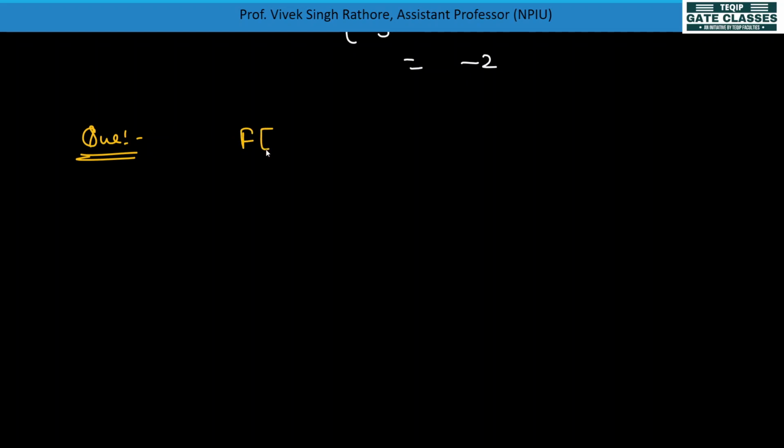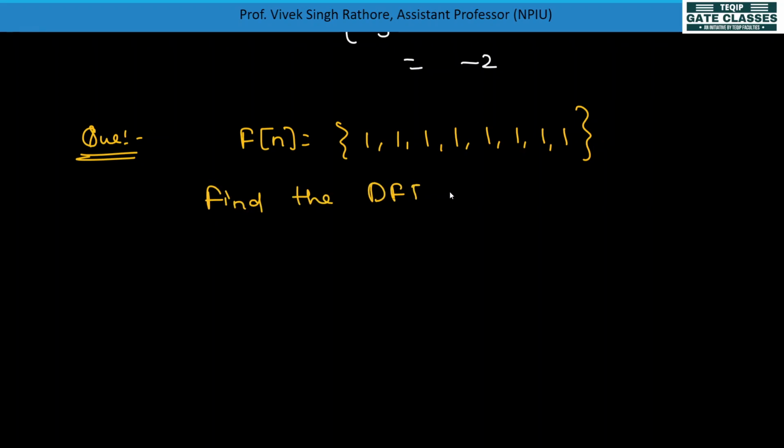Let's suppose you have been given f of n as 1, 1, 1, 1, 1, 1, 1, 1. Let's suppose this value is given, and find the DFT of this signal. Now how do we have to do it? By using the shortcut I will tell you.